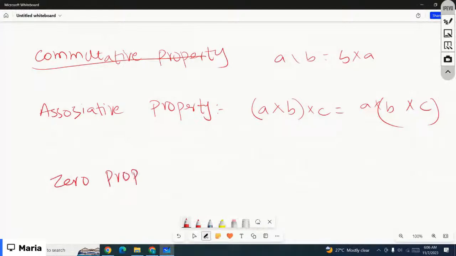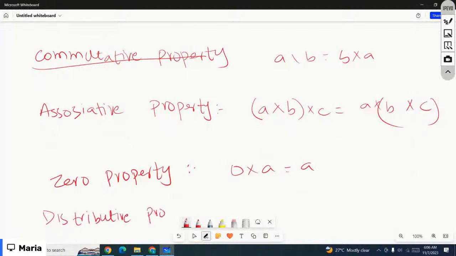One more property for the multiplication, that is distributive property. Okay, 0 times a equals 0. So no matter what the number is, if you are multiplying the number with 0, the answer is always 0. Okay, the other property of multiplication is distributive property.